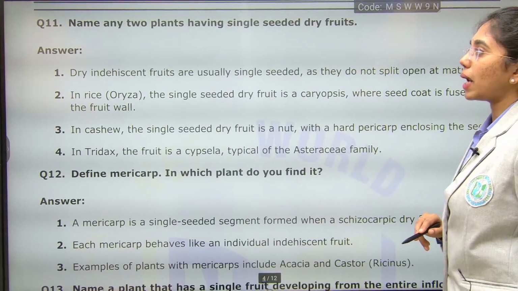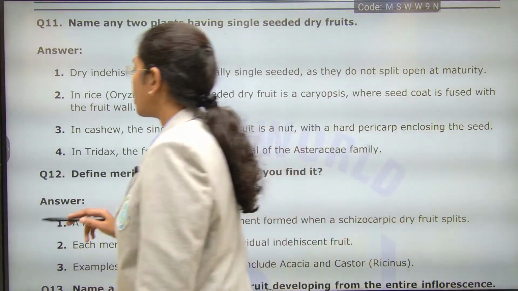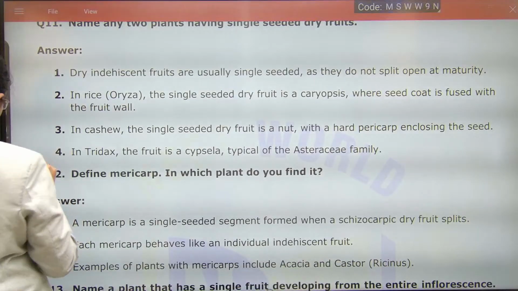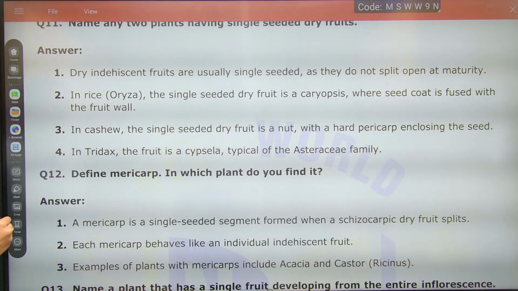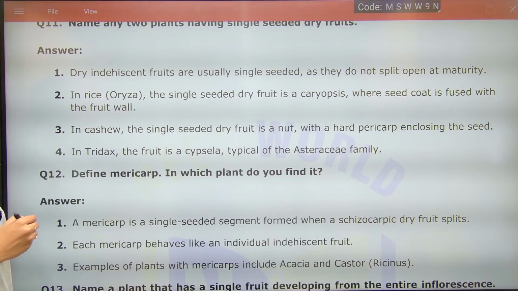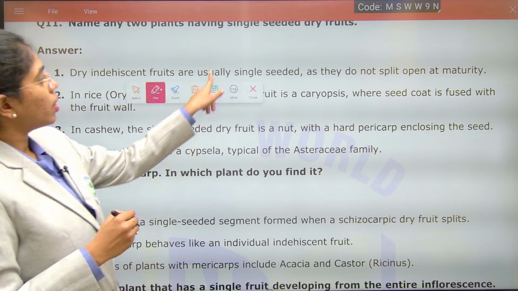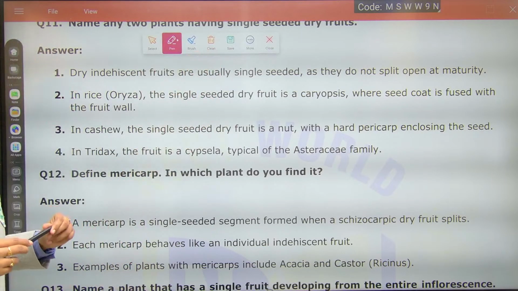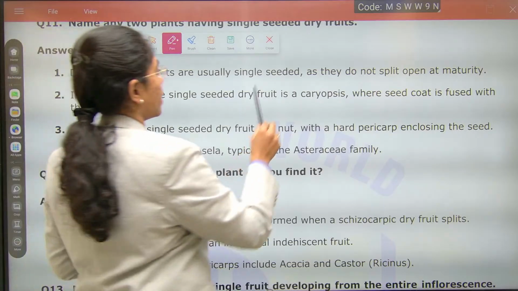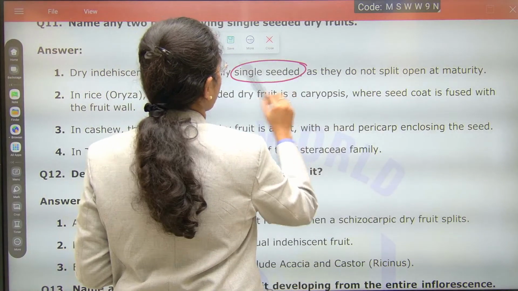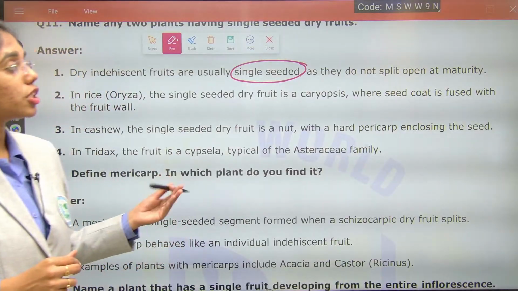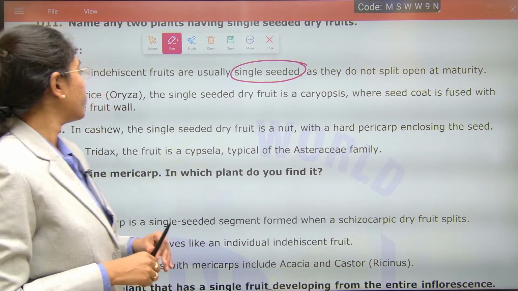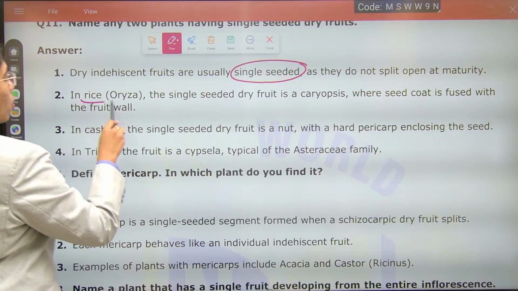Name any two plants having single seeded dry fruits. First is dry indehiscent fruits, which are usually single seeded. Rice, that is Oryza.